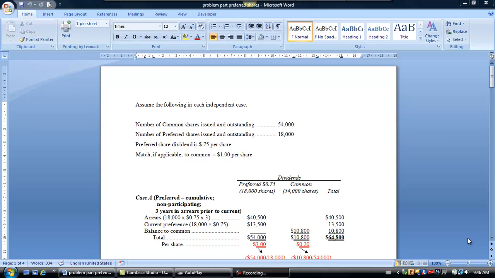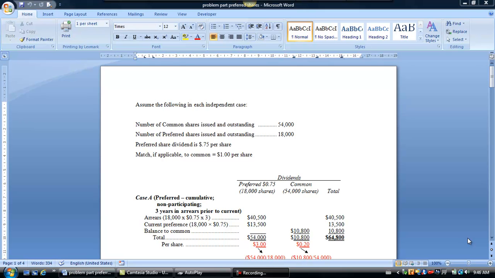Now, in order for us to do some of these independent cases, we're going to look at some data that's common to all of them. We want you to assume the following for each independent case. We know that the number of common shares issued and outstanding is 54,000 and the number of preferreds issued and outstanding is 18,000. Because we're trying to calculate dividend allocation, we need to know the number of shares outstanding. We're not interested at this point in the amount of money that the preferred and the common shareholders have given us to get these shares. So this is strictly a number, not a dollar figure.